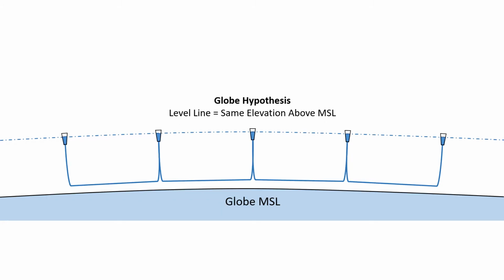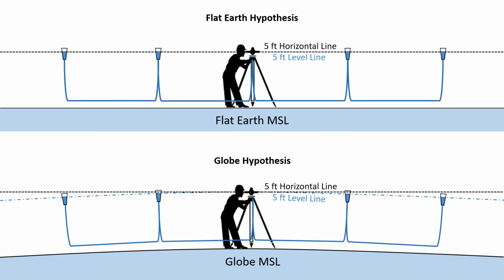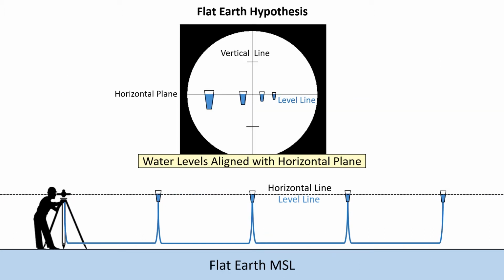Now, the globe hypothesis is based on the exact same idea. All of these water levels are at the exact same elevation above mean sea level. The only difference is that since the globe is a curved surface, this level line is also a curved line. So the difference between the two models is when you compare a level line to a horizontal line. On a flat Earth, both a horizontal line and a level line are straight lines.